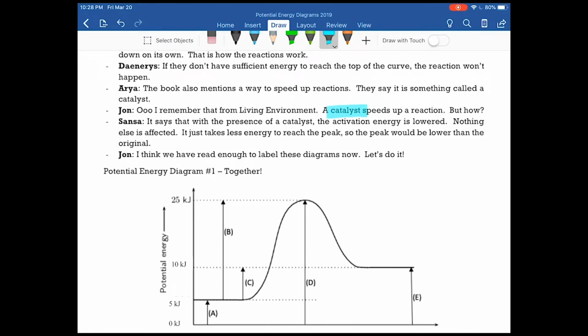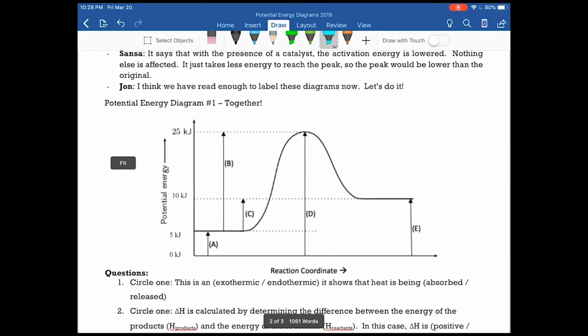Wait, when do we talk about catalysts for living? You can talk about enzymes. Oh, yeah. Enzymes. Yes, we just taught this actually.